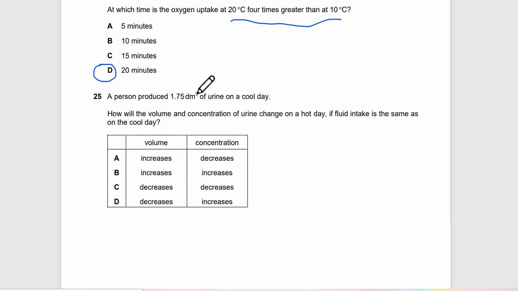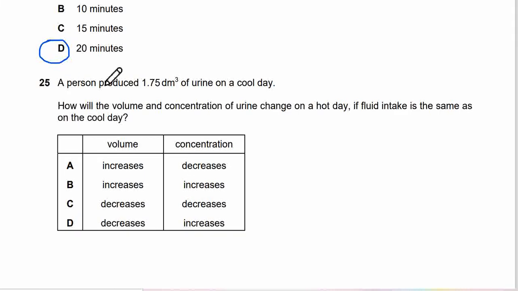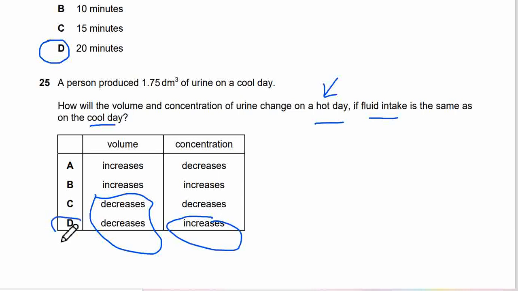Let's move on to question 25. A person produces 1.75 decimeter cube of urine on a cool day. How will the volume and concentration of urine change on a hot day if the fluid intake is the same as on the cool day? On a hot day, people tend to sweat more, so the volume of urine will of course decrease. And we have two options, C and D. Let's see, should we choose C or D? Concentration of urine: since the volume is decreased, of course the concentration of urine will be increased. So the correct answer will be D.